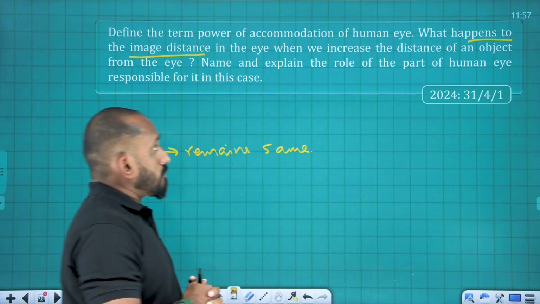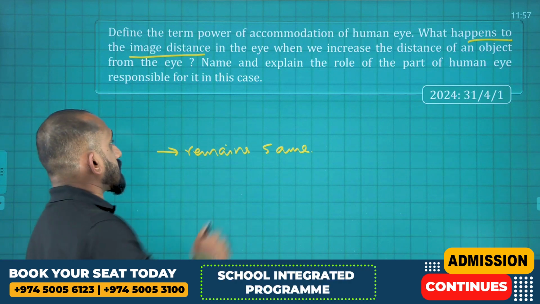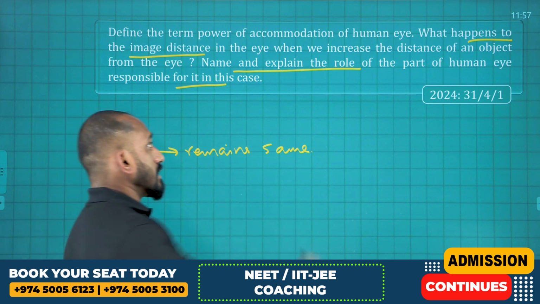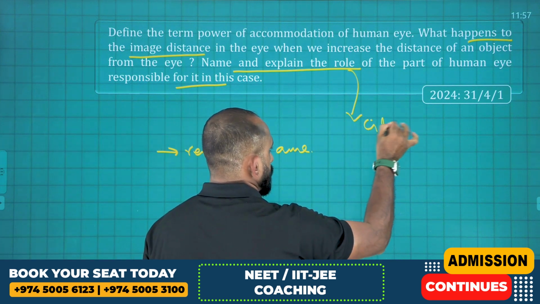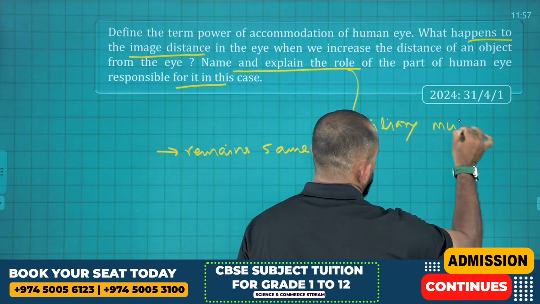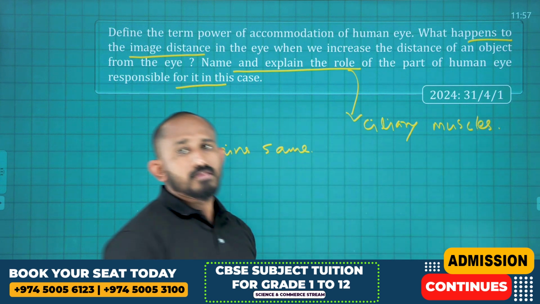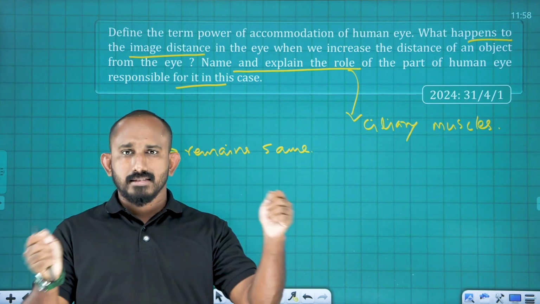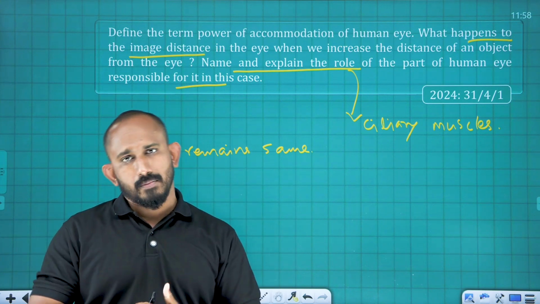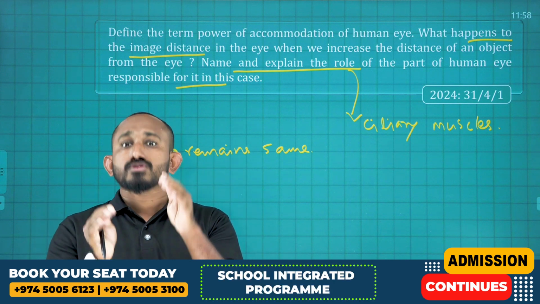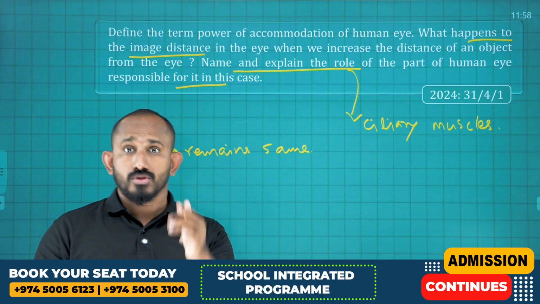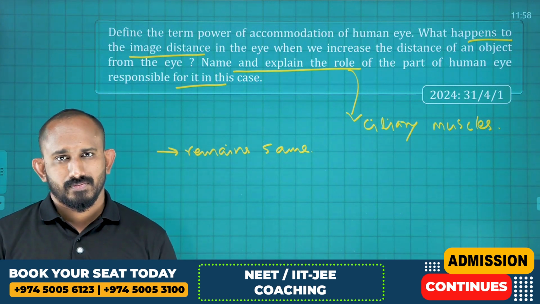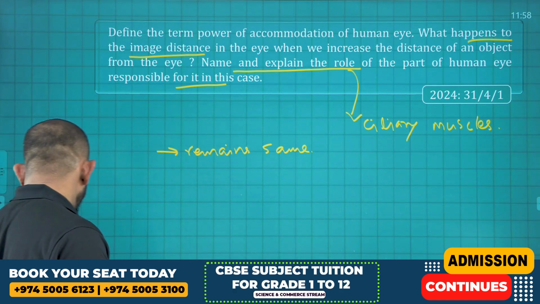Name and explain the role of the part of the human eye responsible for it in this case. Which part is there? We have the ciliary muscles. Ciliary muscles are responsible for this. How is it happening? They relax to change the focal length, making the lens thin. They contract to make the lens thick, with more curvature, to reduce the focal length. It's called accommodation or power of accommodation. Have we got it? Next question, let's see.